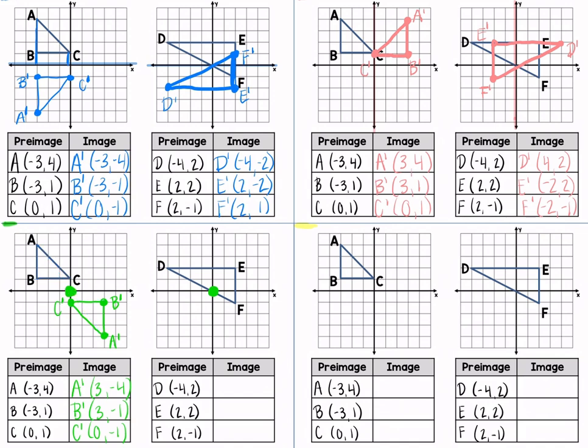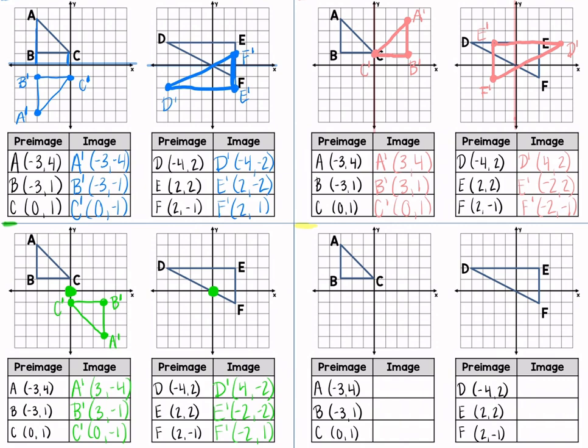So D, E, F, so I have D prime. Oops, sorry. Forgot to change it back to my pen. So sorry. D prime is 4, -2. E prime is -2, -2. And F prime is -2, 1. Okay, so remember, you change the signs of both your x and y values.